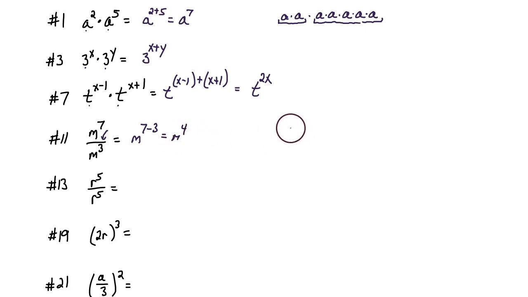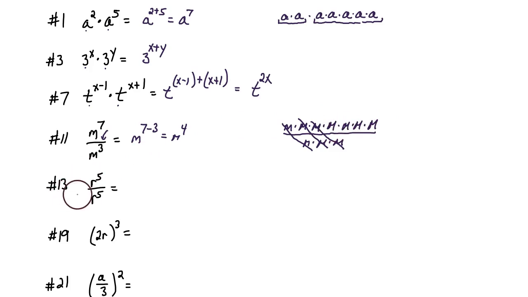Here's why it's m to the 4th power. M to the 7th means m times m times m times m times m times m times m. I have 7 m's multiplied. Now we're dividing by m to the 3rd, which means m times m times m. Anytime a factor in the numerator matches a factor in the denominator, it cancels away. Hopefully this shows why the answer is m to the 4th power.